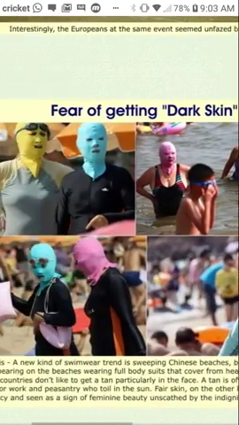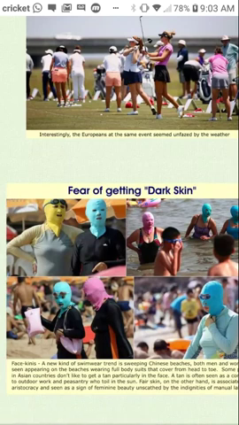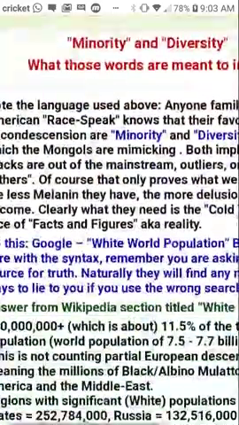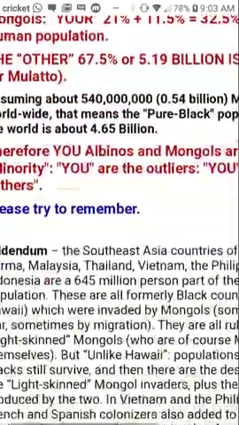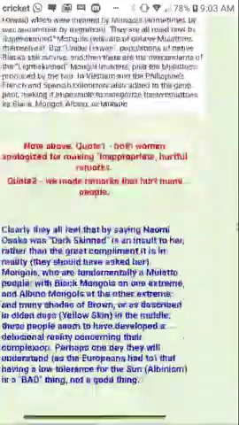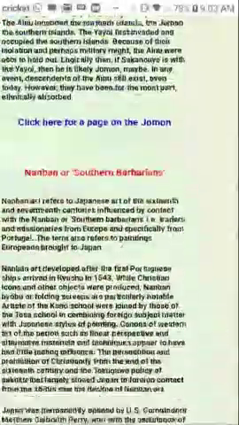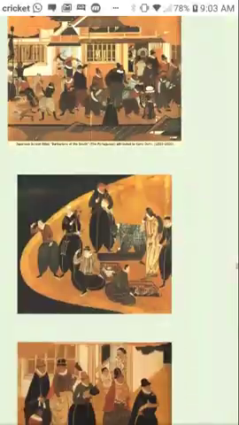So they just say fear of getting dark skin. These people are sick peoples, guys. But anyways, it just goes through the whole section, and you can go ahead and read and enjoy yourself.